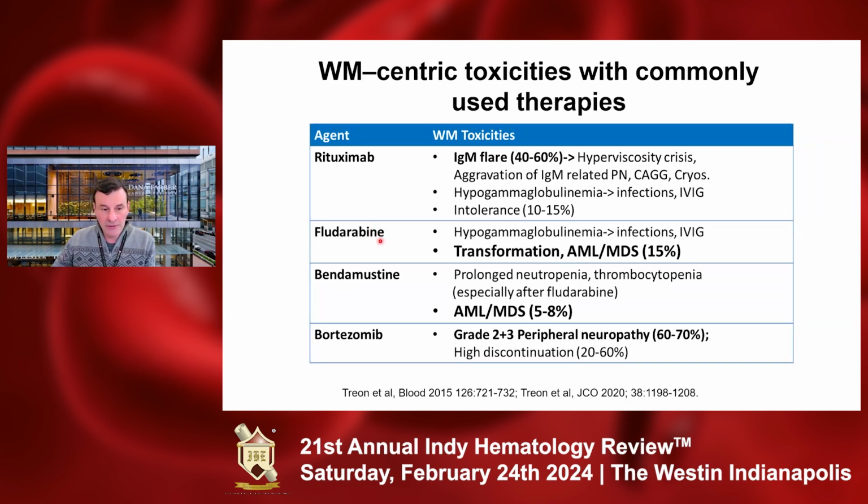Fludarabine used to be a drug we used in the past, but this was associated with transformation of the disease to a more aggressive lymphoma. Bendamustine is a great drug. We try to use 4 cycles instead of 6, which many in Europe do. And we are very cognizant of the fact that even in a small percentage of patients, you can see acute leukemia or myelodysplasia as a side effect. For this reason, we want to avoid over-treating patients with bendamustine.